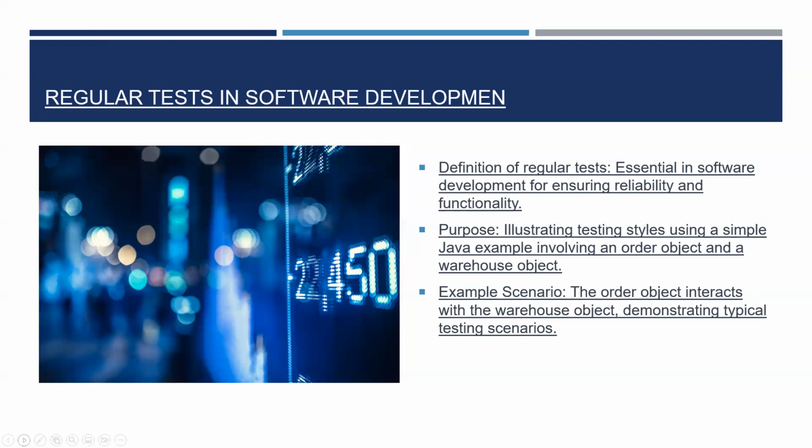Now, as we continue our exploration into software testing, we can shift our focus to the concept of a regular test in software development. These tests play a pivotal role in ensuring the reliability and functionality of our software. To explain this further and illustrate how this works, we can dive into a simple Java example involving an object-oriented warehouse object, showcasing typical testing scenarios.